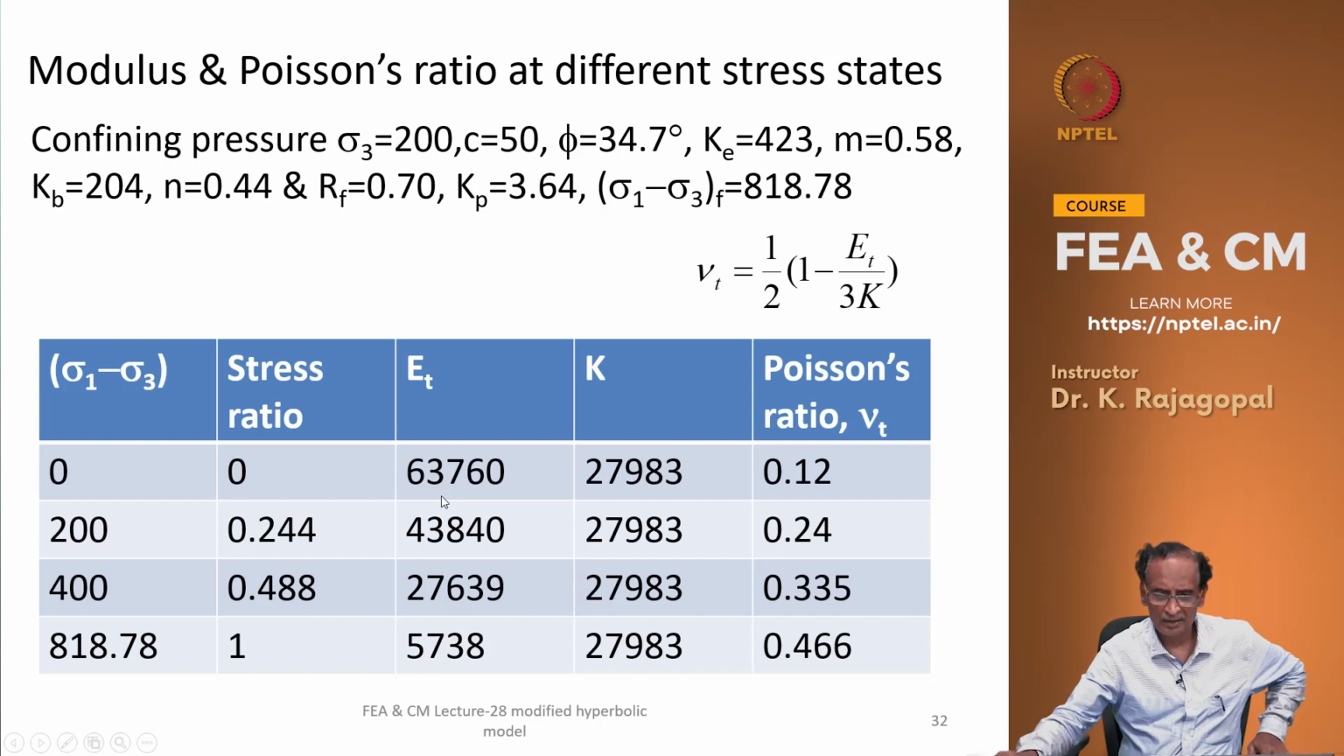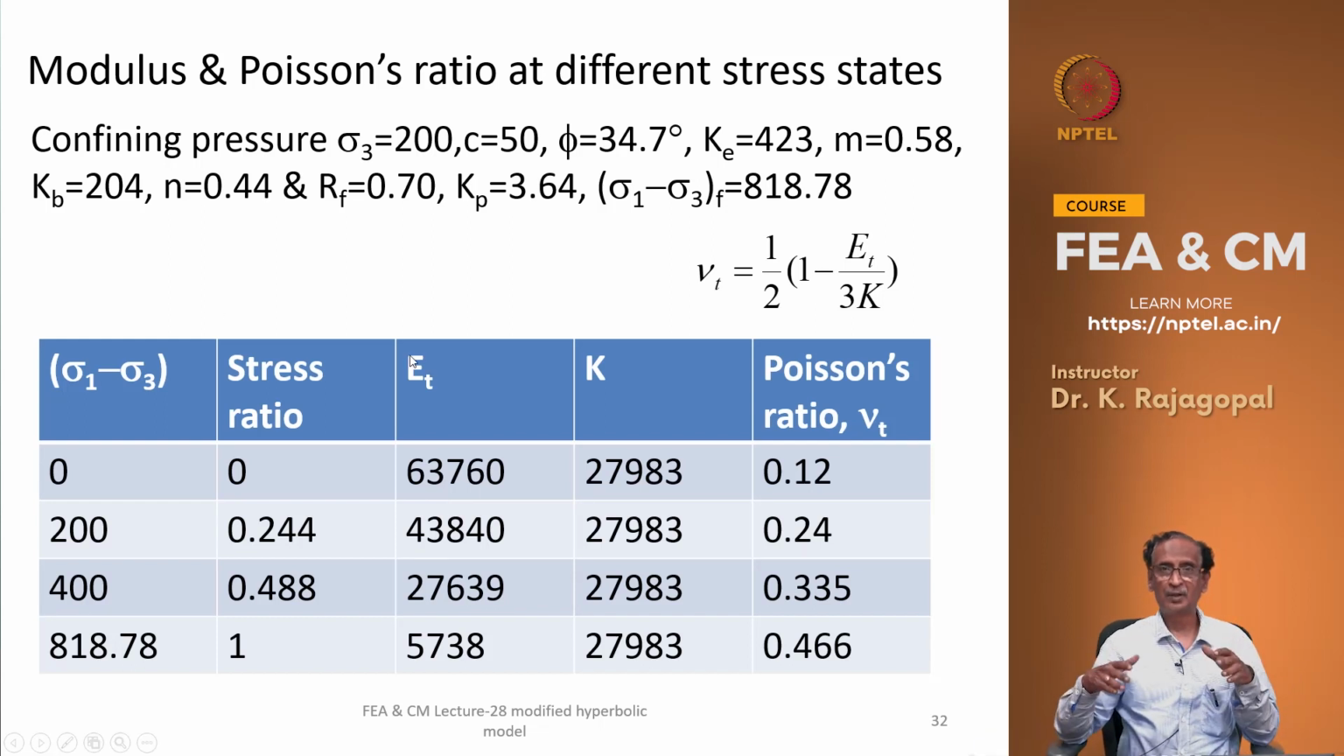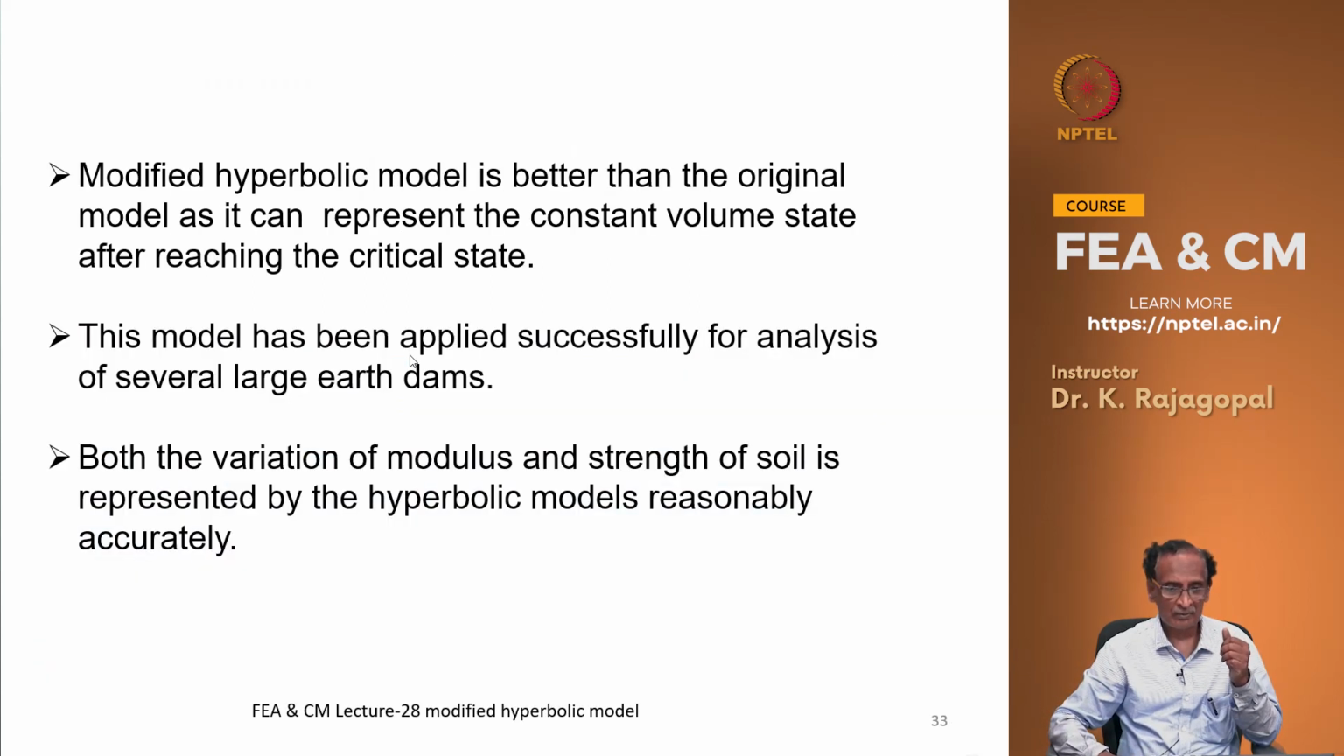So the modified hyperbolic model is able to represent the stress strain behavior and also the constant volume state after the limit state, okay. And it is slightly better than the original hyperbolic model, but then it is also elastic. So, you will only predict volumetric compressions, you will not be able to predict the dilation.